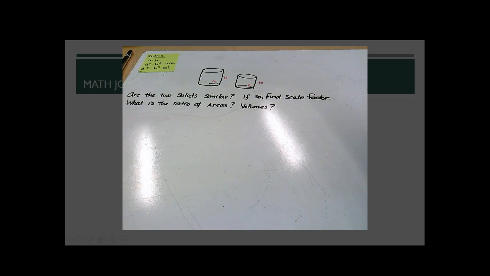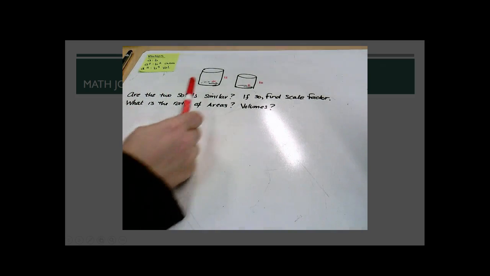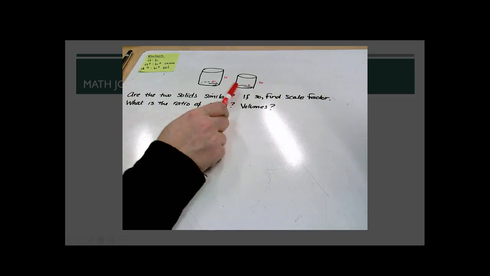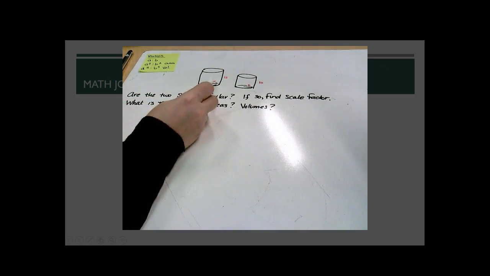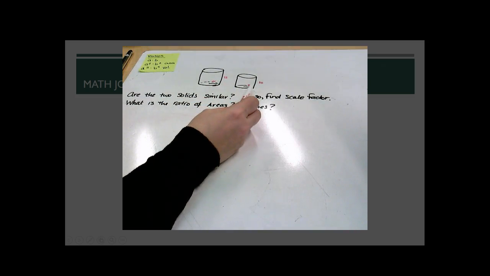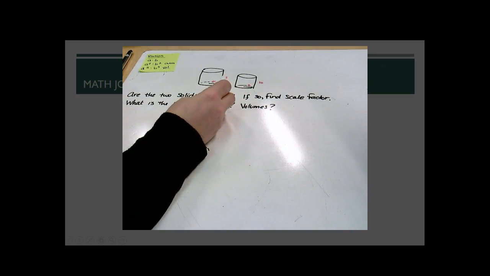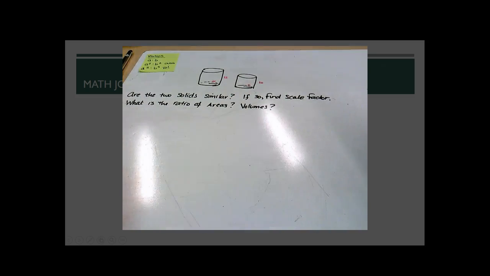Okay guys, so we're back over with a practice problem here. You can see that I have drawn 2 similar, or potentially similar, I should say, solids. These are cylinders. And you can see that we've labeled the radius on one is 6, the radius on the other is 5, the height on one is 12, and the height on the other is 10.